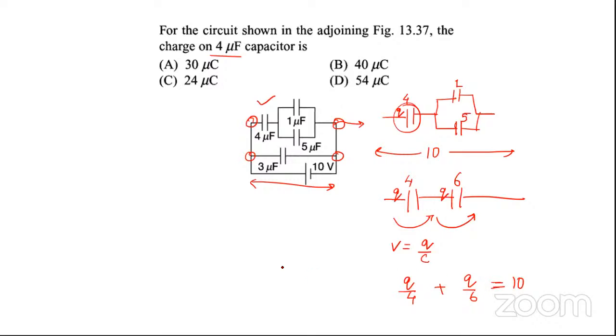Alright, so if you solve this, what will we get as the answer? This will be 6Q plus 4Q upon 24 equals 10. That gives me 10Q equals 240 and Q equals 24. And we are using micro, so microcoulombs. So guys, C will be the answer.